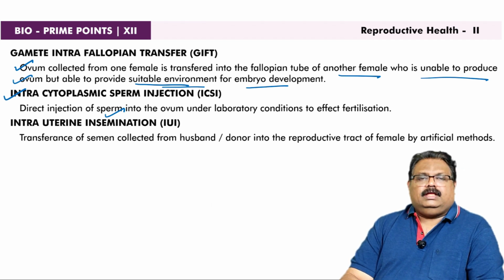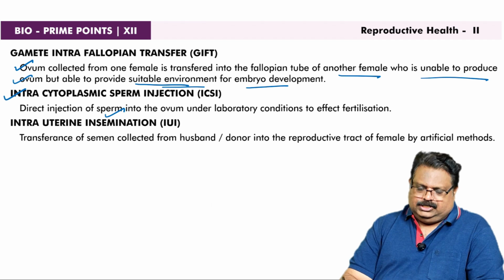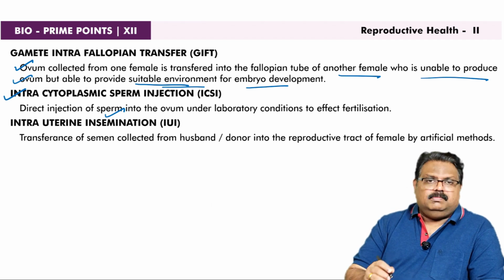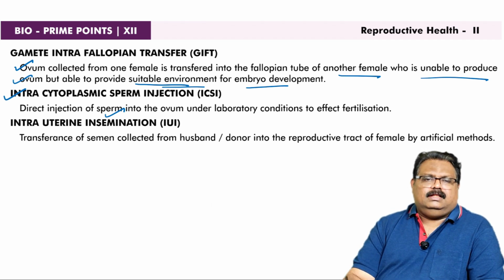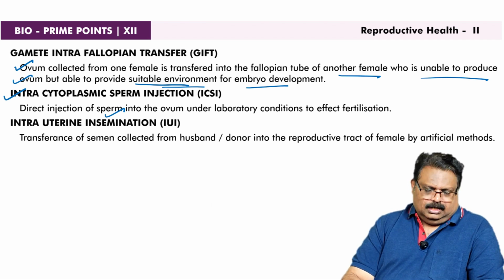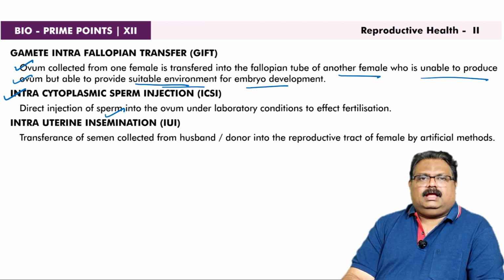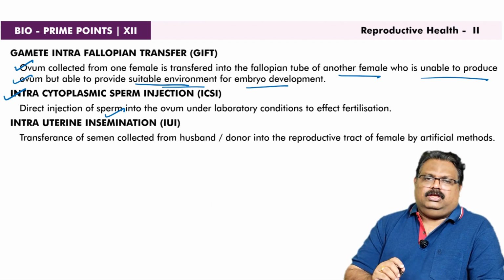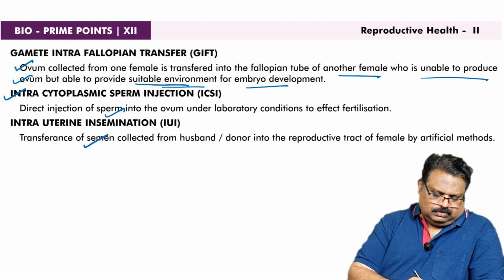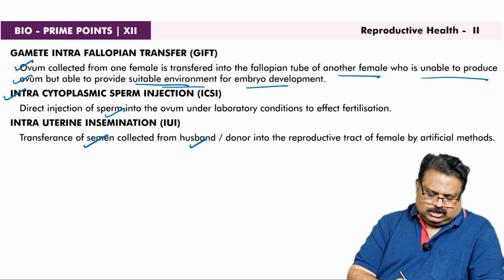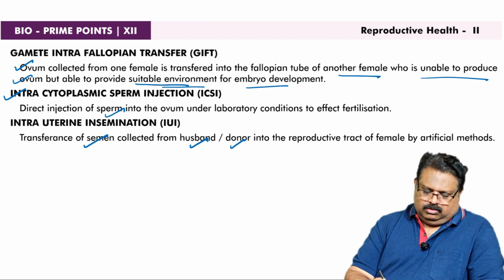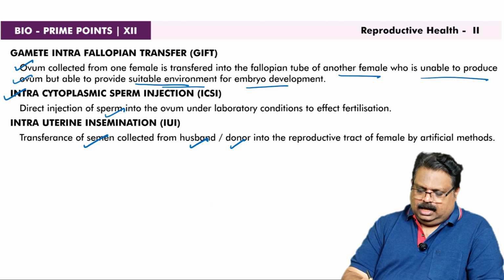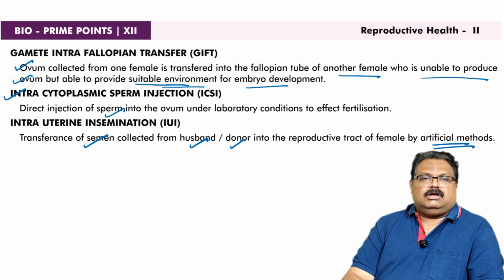Then the last one is called intrauterine insemination. Insemination means the transfer of semen inside the reproductive tract of the female. If it is not properly done naturally, the semen can be collected and artificially inseminated inside the uterine cavity. That is a transference of semen collected either from the husband or from any donor into the reproductive tract of the female by an artificial method. The process is called intrauterine insemination.